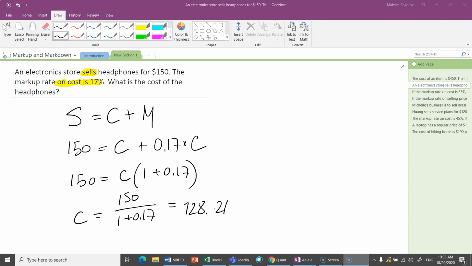The solution of this problem is based on the same idea as we used in the previous problem. We start with this basic equation. We pay attention to what we're given, and especially we pay attention that markup rate on cost here is given, and therefore we use it as such and build this equation that we solve by factoring out the unknown.